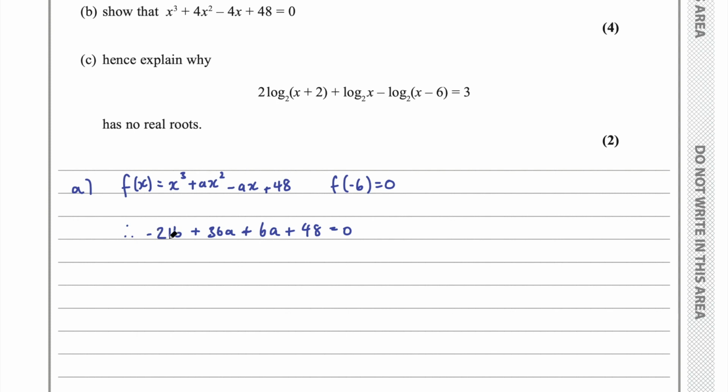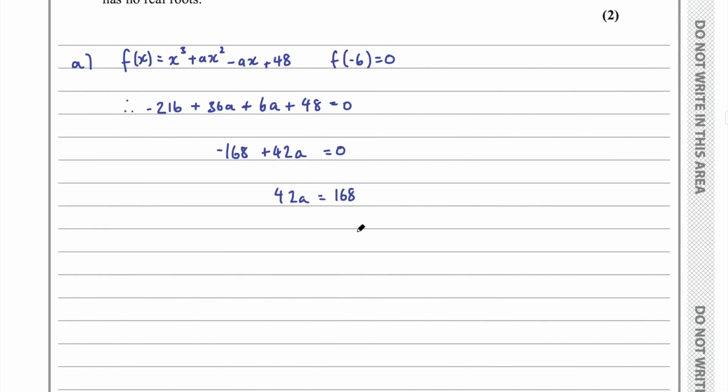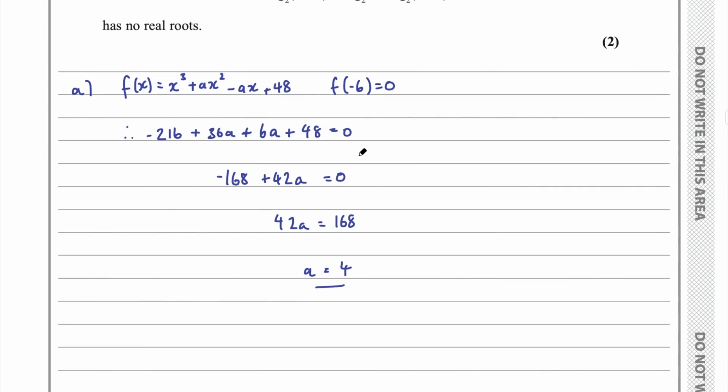And that's going to allow us to solve for a. So negative 216 plus 48. 216 take 48, that's 168. So this is going to be negative 168. 36 plus 6 is plus 42. A equals 0. So therefore 42a equals 168. So therefore a is going to be 168 divided by 42. If you do that calculation, you get 4. So there a equals 4.